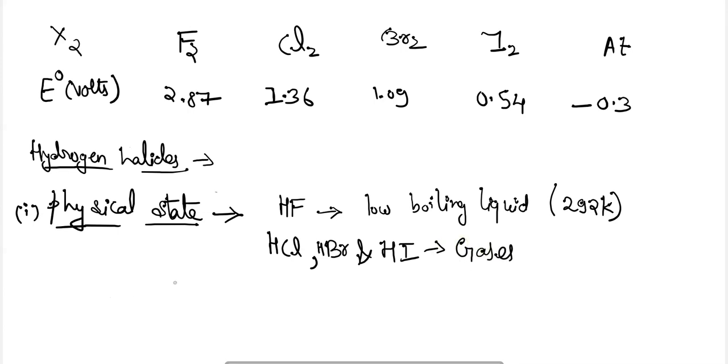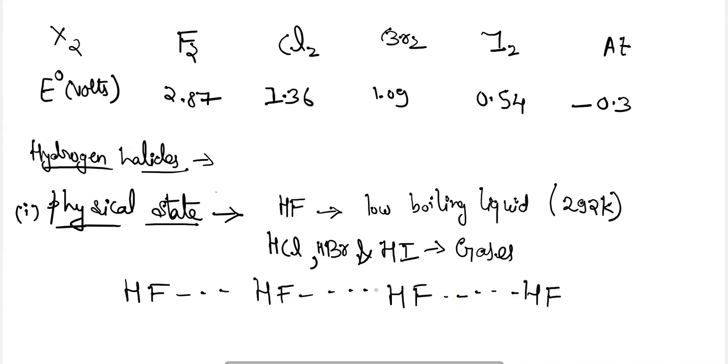The anomalous property of hydrogen fluoride here is that it possesses hydrogen bonds. Due to the presence of hydrogen bonds between the molecules of HF, the intermolecular force is stronger, and for this reason it is present in the form of a liquid. Let's see next, melting point and boiling point.